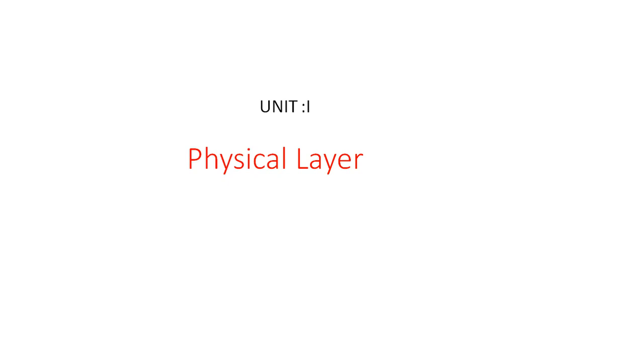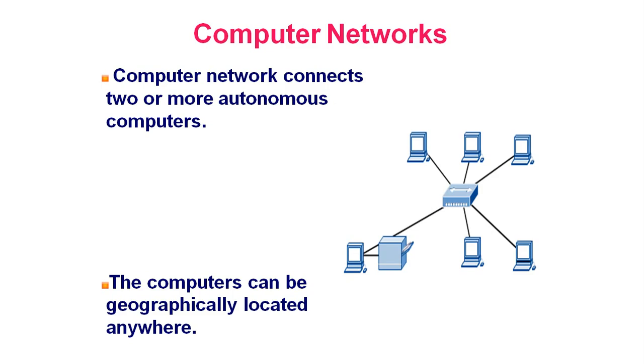So at this point we have seen what is meant by data communication and what is meant by network. Now we'll start with our unit number 1, where we will learn about the physical layer as the title of unit number 1.